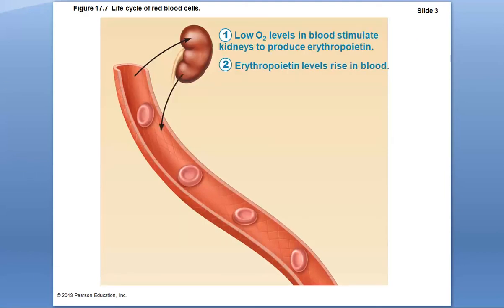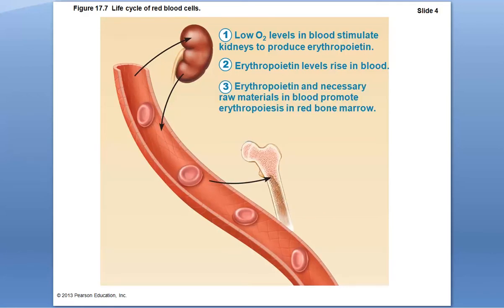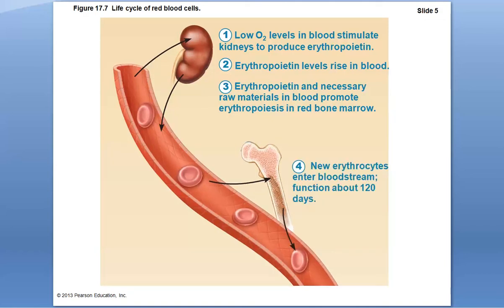So once the kidneys release erythropoietin, that erythropoietin targets the red bone marrow in the proximal epiphyses of the humerus and the femurs and some of the flat bones. That, over the 15-day process from hemocytoblast to reticulocyte to mature red blood cell or erythrocyte, takes about 15 days.